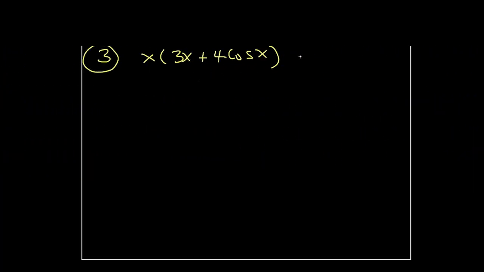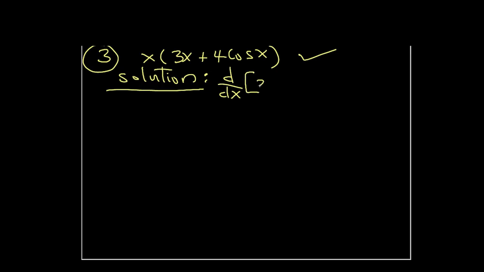This is the third one. We are trying to differentiate with respect to x. Let's see the solution to that. So we can write this one as the derivative, which is d/dx of the function. Let's expand these brackets. So that will be equal to 3x squared plus 4x cos x, if you do the expansion.